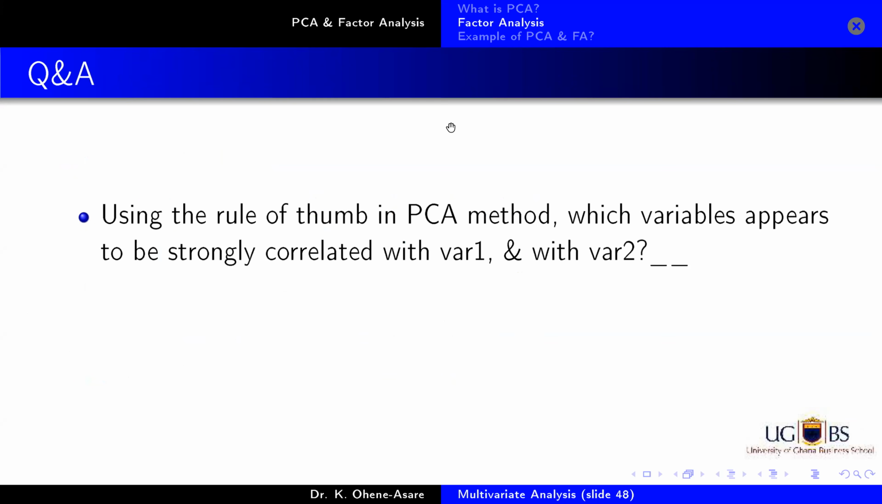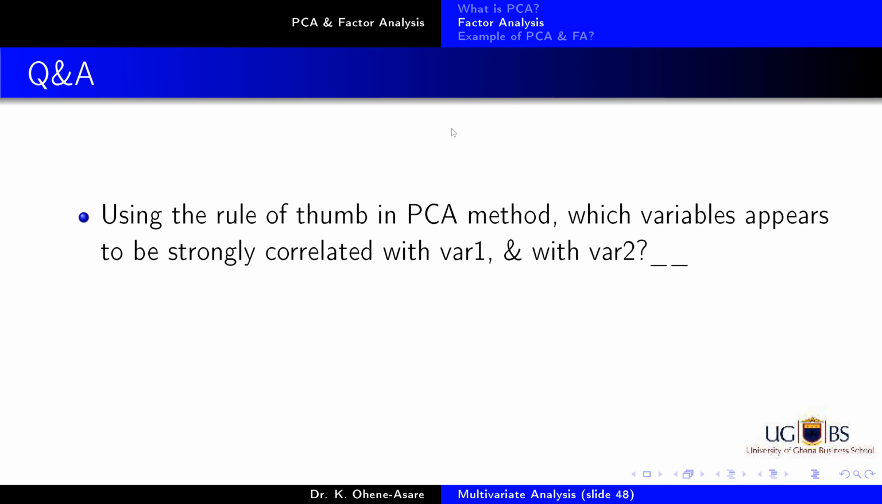Now, let's get going. The first most important question is this: using the rule of thumb in principal component analysis, which variables appear to be strongly correlated with variable 1, and then with variable 2. So, ladies and gentlemen, this is the rule of thumb. This is where you have to pay attention.